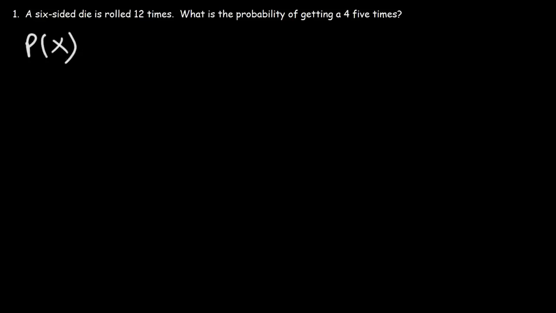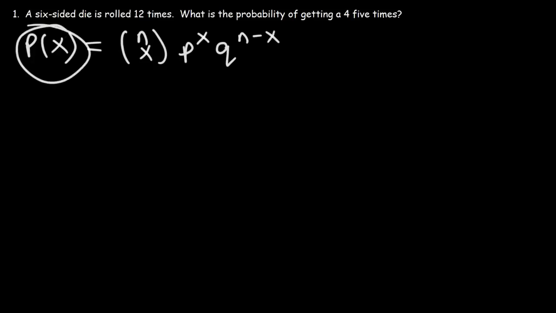The probability of getting x successes is equal to the combination formula nCx, times p raised to the x times q raised to the n minus x. As we said before, capital P of x is the probability that there will be exactly x successes in n trials. Lowercase p is the probability of getting a successful event. Lowercase q is the probability that an event fails.